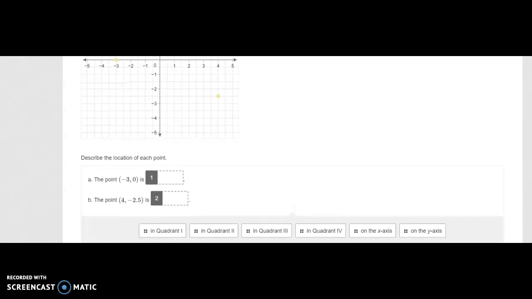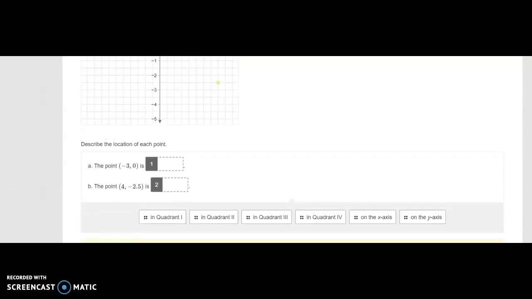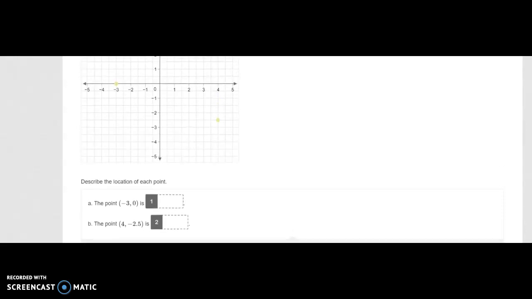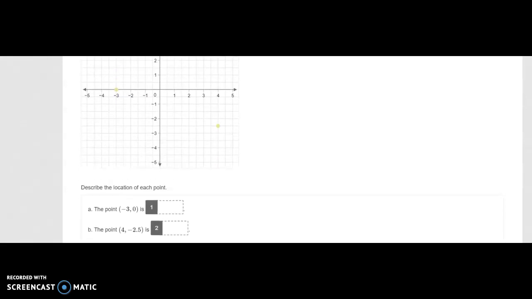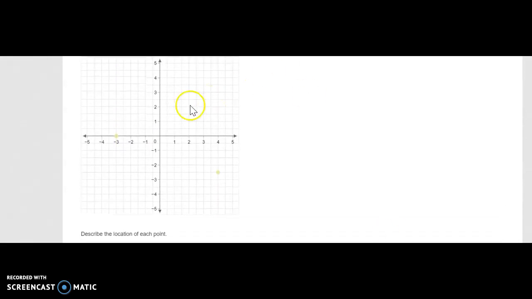Now, the point of negative 3 and 0 is in which quadrant? First off, they want to know which axis it is. Negative 3 and 0 is right there, so it's on the x-axis because it's right on that line, which is the x. Then they want to know which quadrant we're in. Well, we are in quadrant 4 for the second one, because remember, we go 1, 2, 3, and 4. Quadrant 1 is all positive, then 2, 3, and 4. Okay, and we're good. So simple.